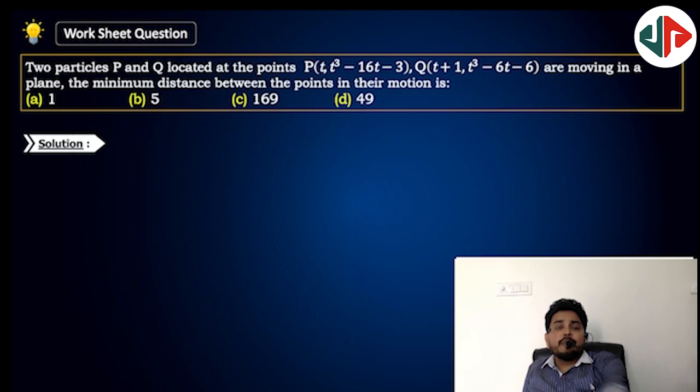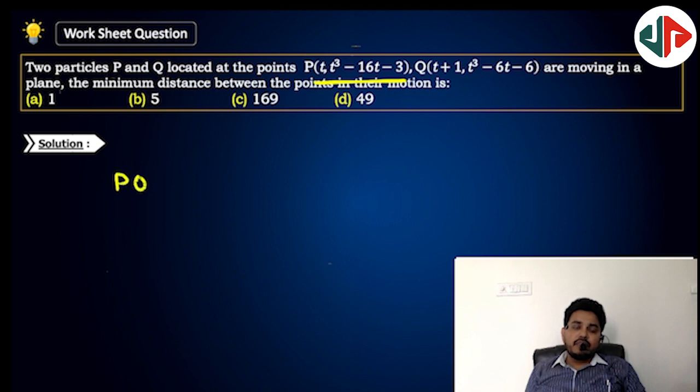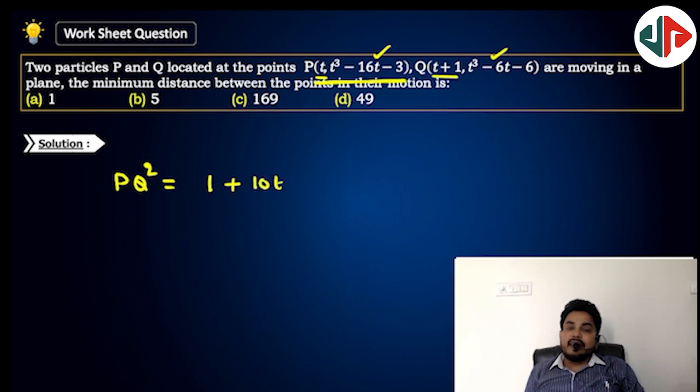Next question: two particles are located. What is the minimum distance between these two points? So let me go for PQ square. t plus 1 minus t whole square, 1 plus this minus this. t cube minus t cube gone. Minus 6t plus 16t plus 10t minus 6 plus 3. So minus 3 whole square.